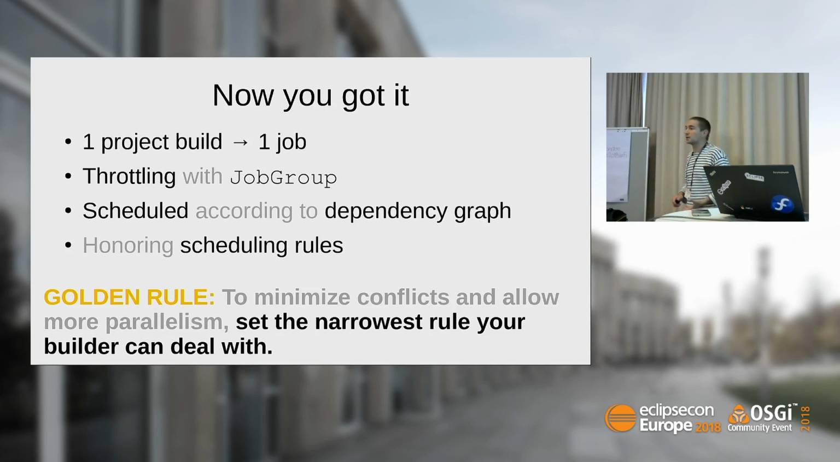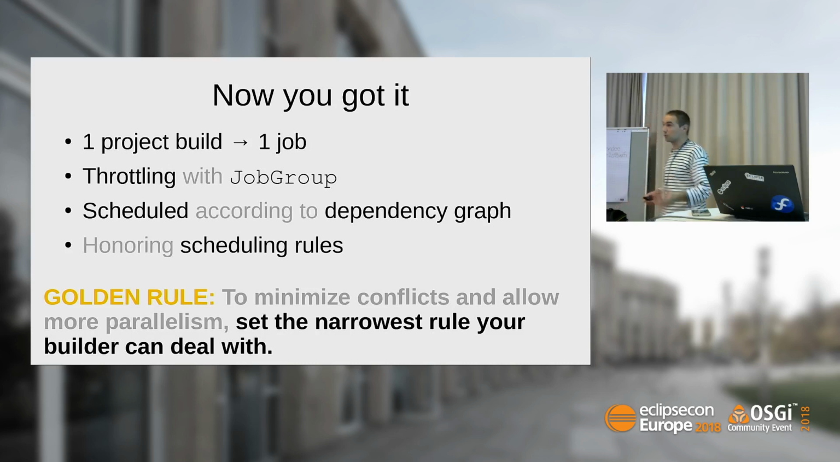The jobs are scheduled according to the dependency graph. That's very important because there are dependencies to consider, so they are considered. And the scheduling honors the scheduling rule, which means that conflicting scheduling rules on builders mean that builders don't run in parallel.